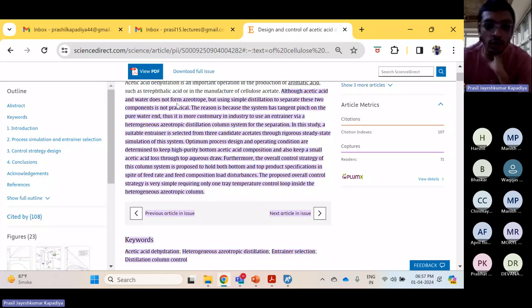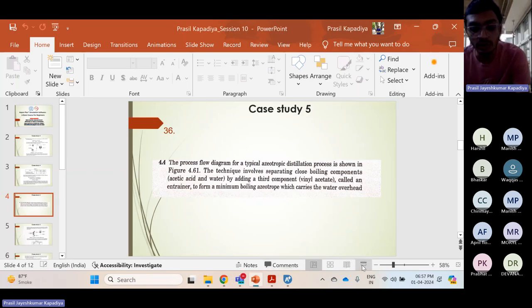Although acetic acid and water do not form an azeotrope, using simple distillation to separate these two components is not practical. The reason is that the system has a tangent pinch point on the pure water, and thus it is more customary in industry to use an entrainer via a heterogeneous azeotropic distillation column system for the separation. In this study, a suitable entrainer is selected from three candidate acetates through rigorous steady state simulation of the system. Okay, so the difference is that in extractive distillation, there is no azeotrope forming, but for ease of separation, we add some third component.